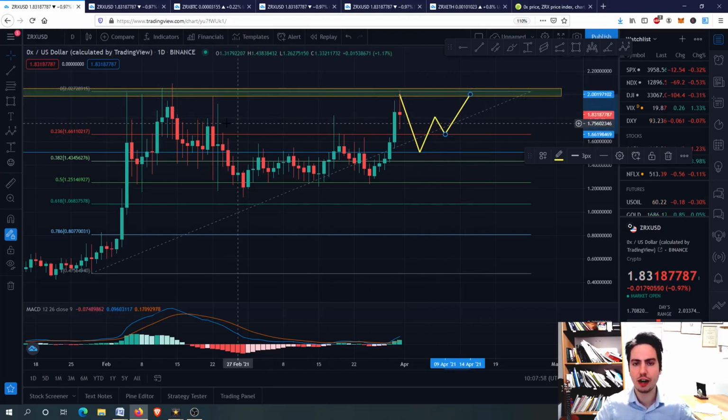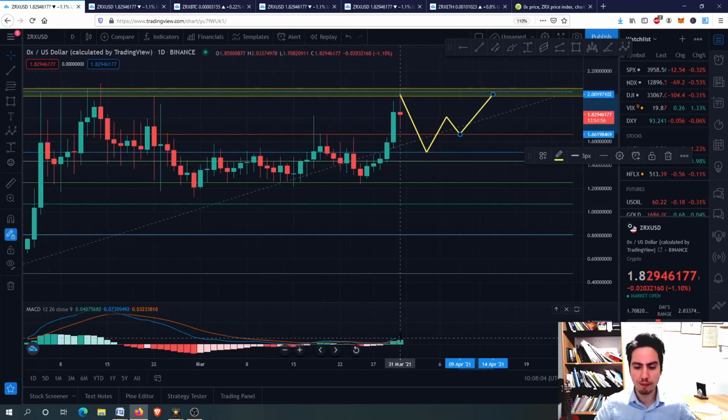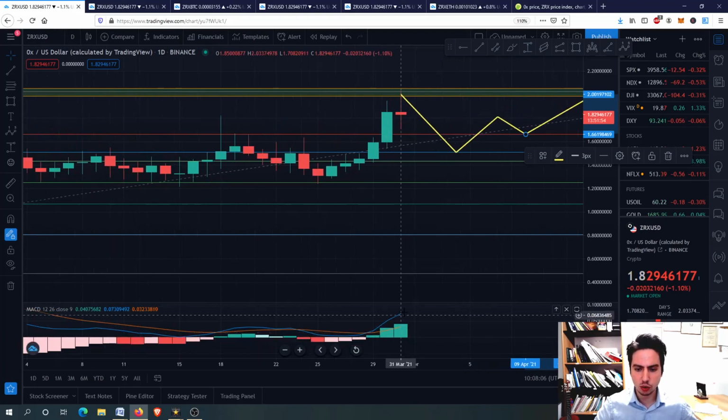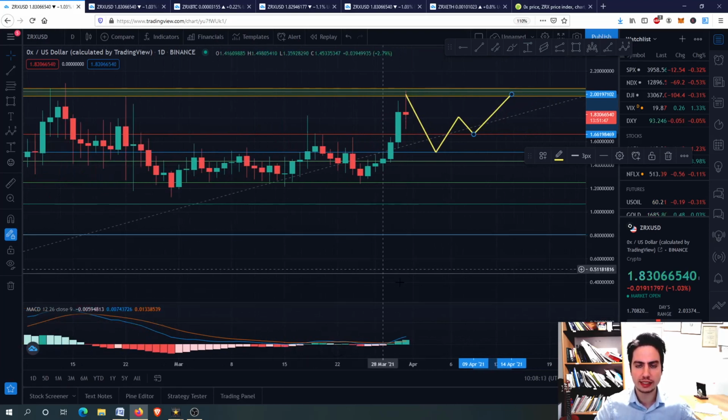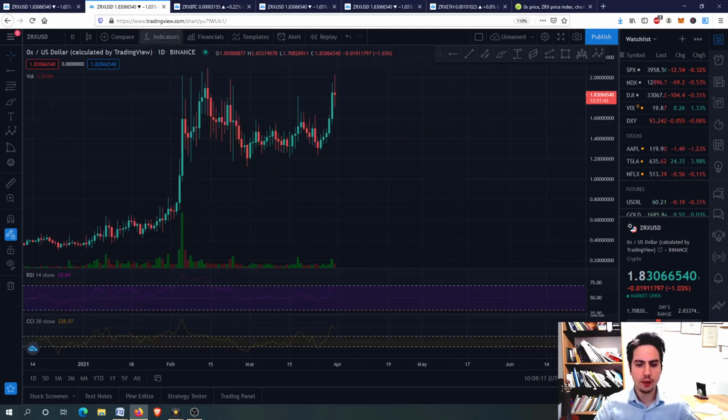We are in the daily frame, of course, on TradingView. So here I'm expecting also the MACD, the blue line here, to stand above the signal line and go even further above, so we can see some pretty good solid price action for ZRX. Right now, let's go to the RSI and the commodity channel index.